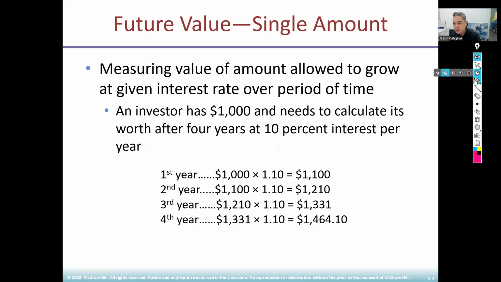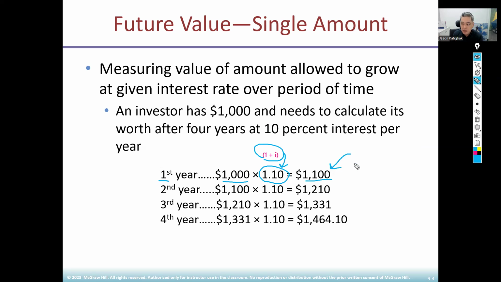So let me make sure I type it there so we have it for reference. This one is similar to the formula of 1 plus I. So 1,000 right now in the first year, and then you have 1.10. So at the end of the first year, you're going to have 1,100.